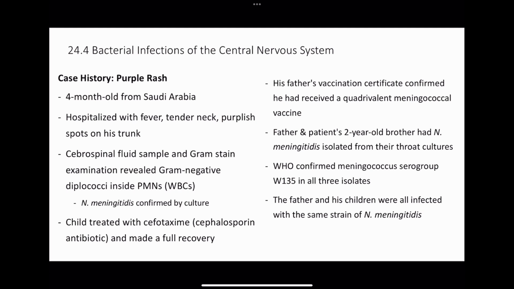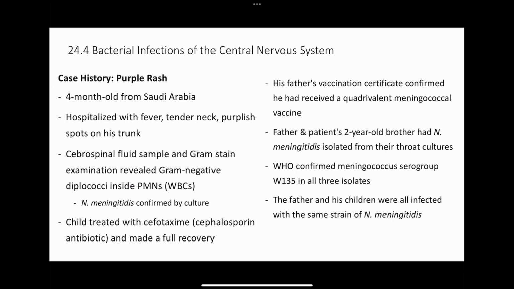So for the case study, there was a 4-month-old from Saudi Arabia who was hospitalized with fever, tender neck, and purplish spots, and upon hospitalization, the clinician was suspecting meningitis, so they took a CSF sample, and a gram stain examination revealed that there were gram-negative diplococci inside his white blood cells.